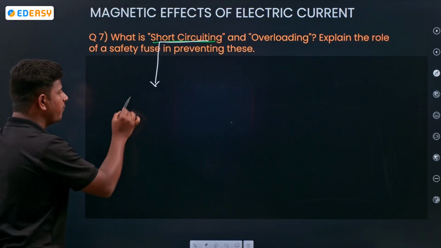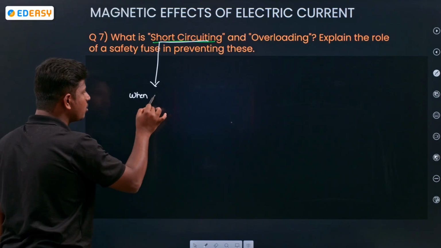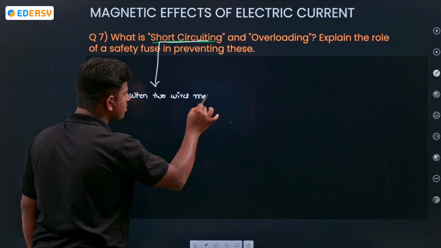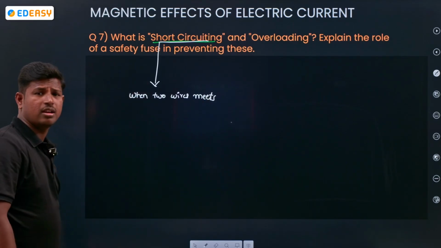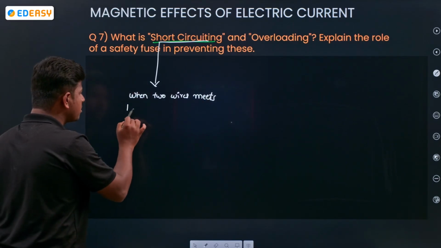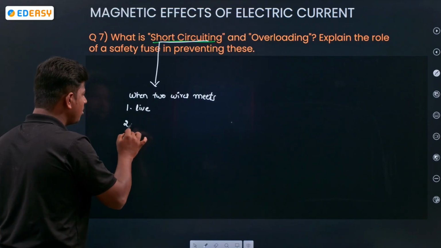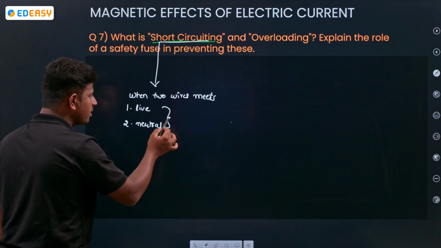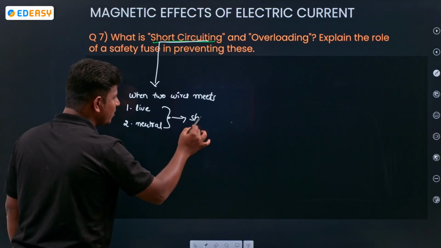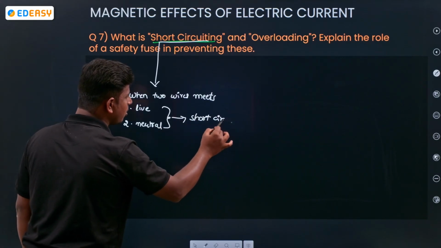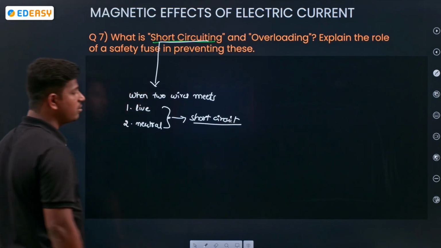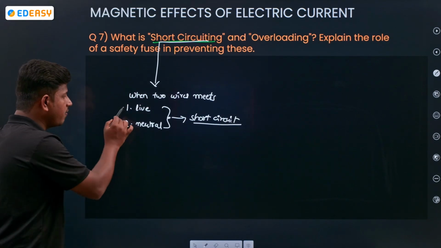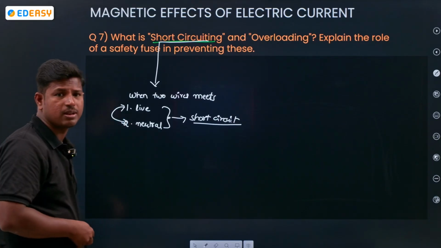Generally we know, when two wires meet, it takes a short circuit. Which are the two wires? Live wire and neutral wire. If you combine the live and neutral wire, you will get a short circuit. Why will you get a short circuit? Live wire, neutral wire combined means why does a short circuit take place?